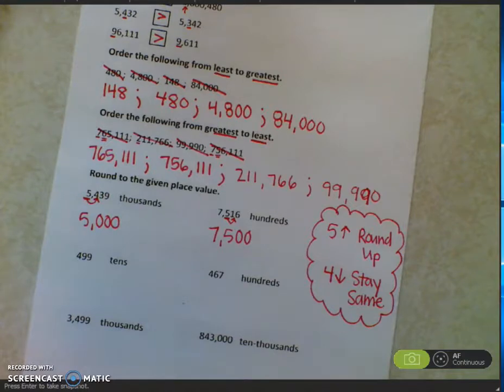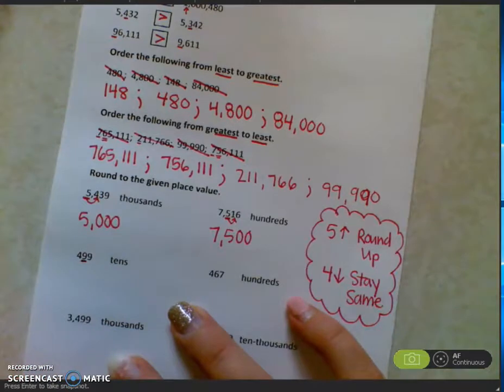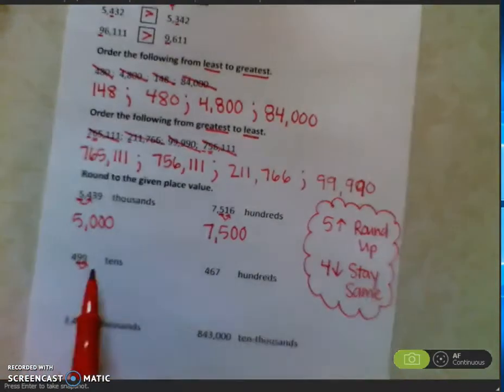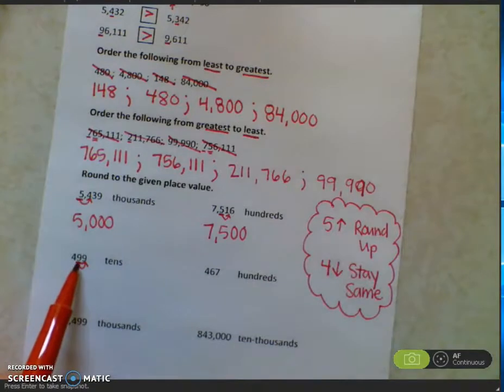The next one's a little tricky. It asks us to round to the tens place. And so you have 499 round to the nearest tens place. So I'm going to underline my tens place, which is this first 9. And the 9 is going to look to this other 9. Now this other 9 tells us to round up. It's bigger than a 5, so we round up. If we round 9 up, it becomes 10.